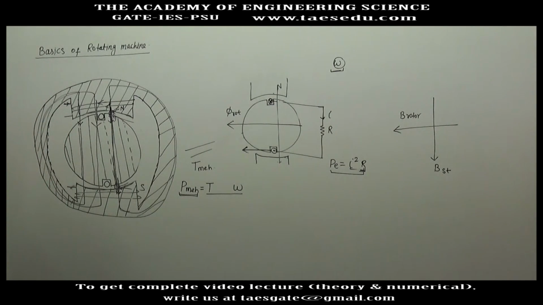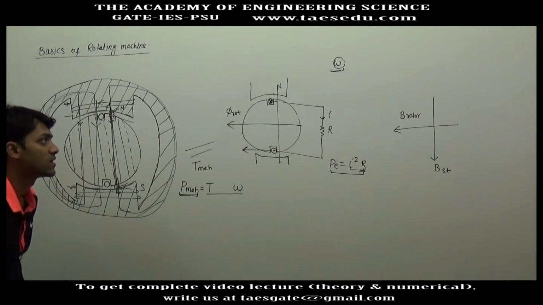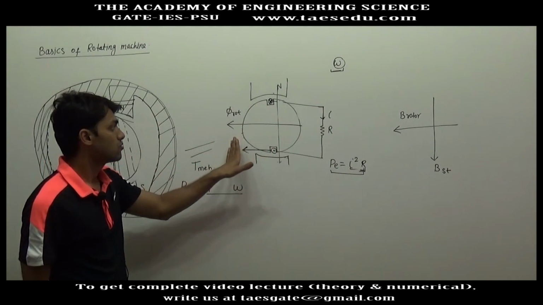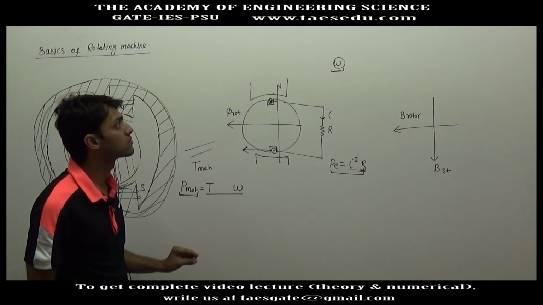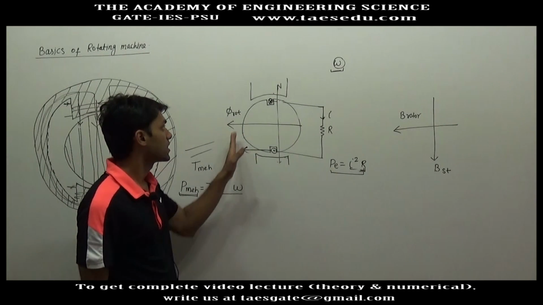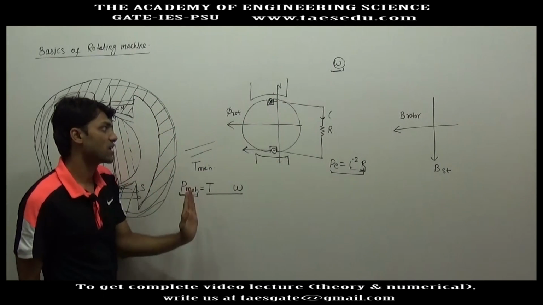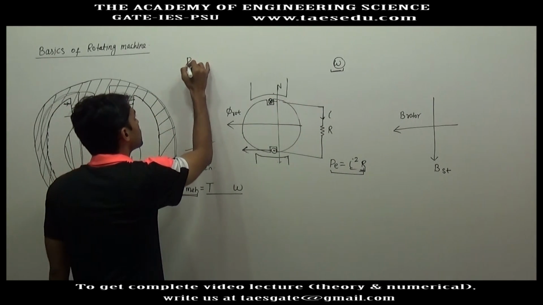I am repeating it. Suppose there is no friction in this part, so after giving an initial speed of omega, you have disconnected it from the mechanical load, so mechanical power is 0.